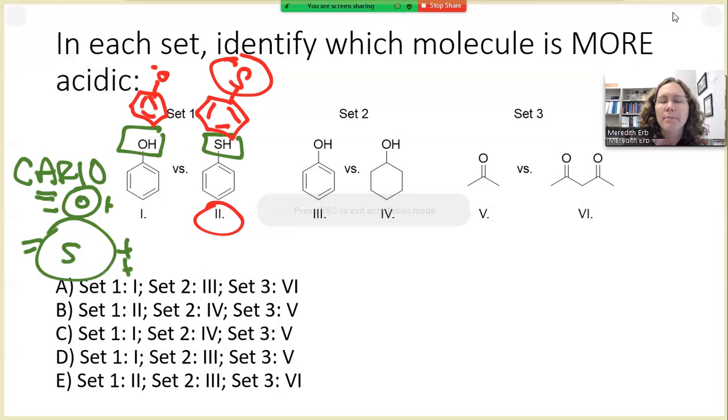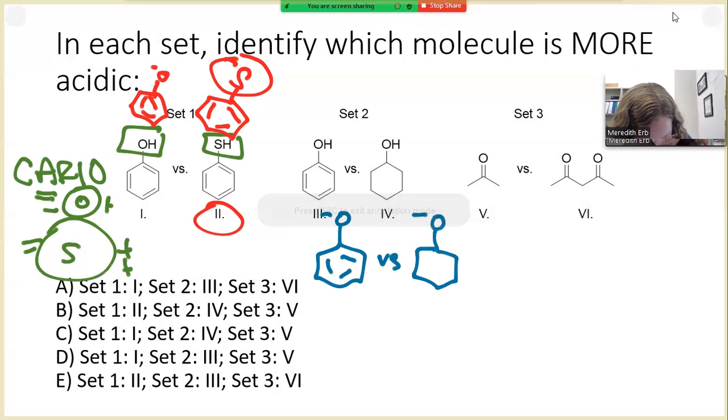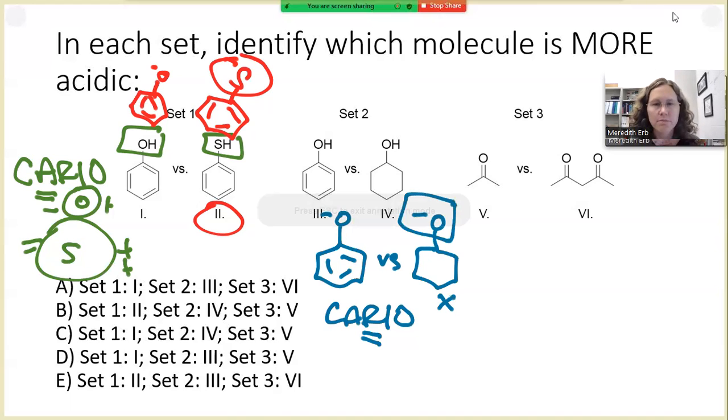Here we have 2 molecules where if we draw out their conjugate base, we're going to have O- here versus another O-. So if we're thinking about ARIO, they're both negatively charged. They both have the negative charge on the same atom, oxygen. So here, the next thing to do is look at resonance. So in resonance, that's again going to be the ability of us to spread the charge out. In this example, there is no resonance because there aren't any neighboring pi bonds or positive charges.